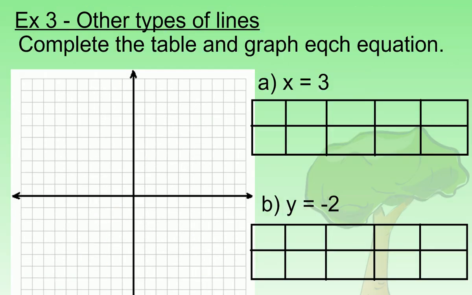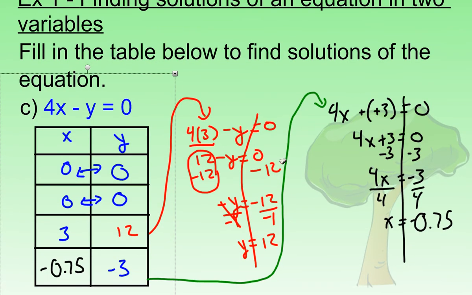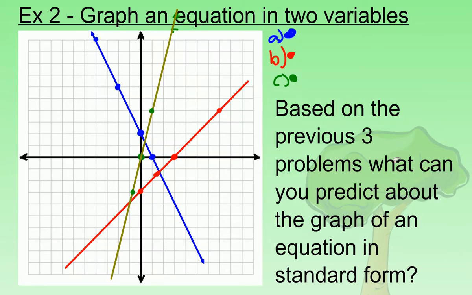So what we're going to do now is look at some other types of lines. We saw how to do graphs like this. You take your x and y values, you plug in some random x and some random y's, you get those values, and then you graph them. That's how we got those points on the lines.